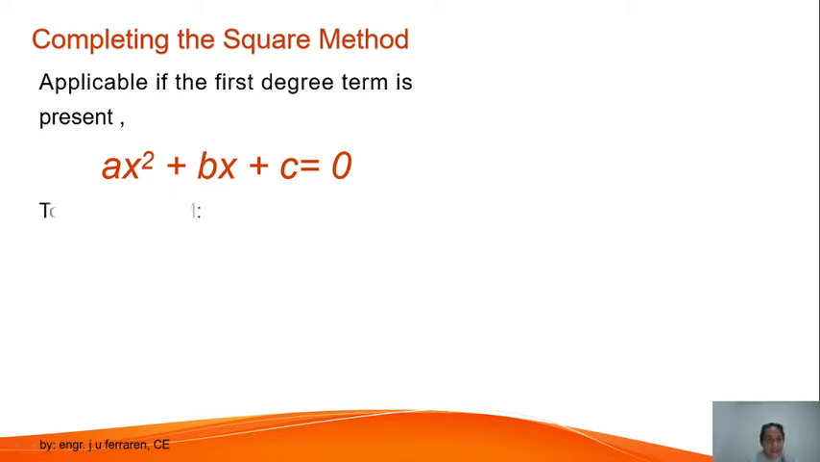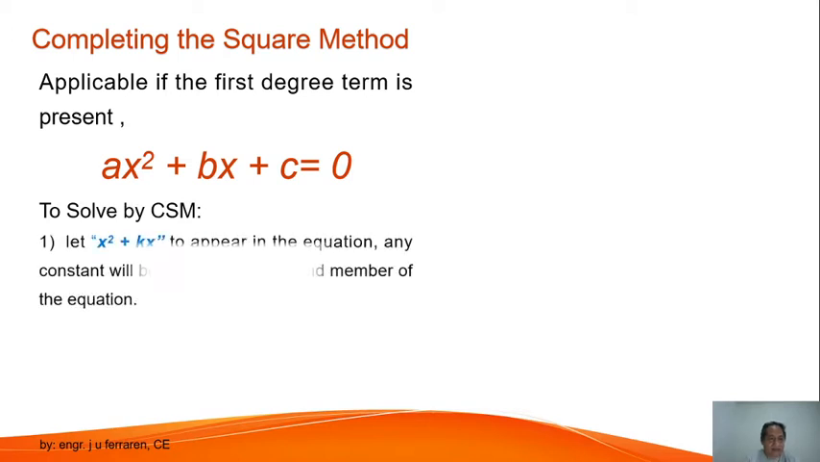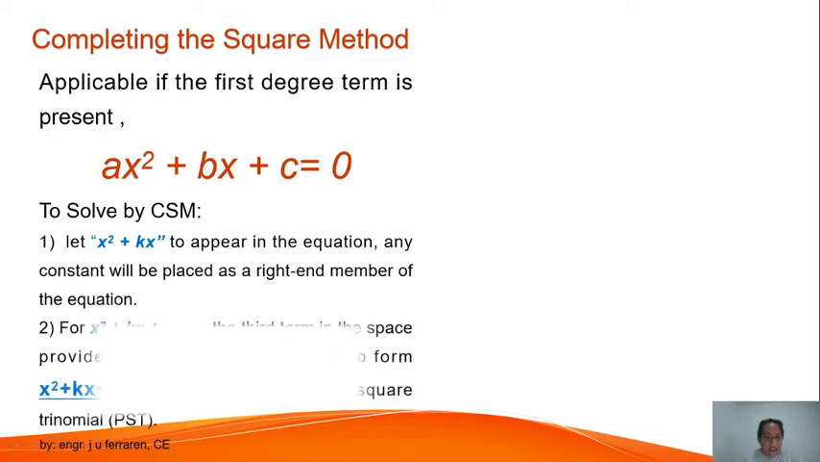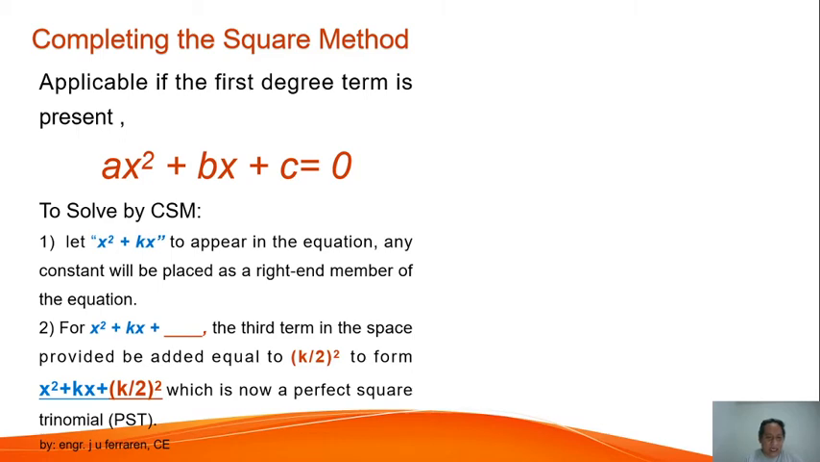Okay? Now this is how to do that. To solve by completing the square method, let the x squared plus kx form appear in the equation. Any constant, if it is present, will be placed on the right side of the equation. Now for x squared plus kx, you need to insert a term. The third term is equal to half of the coefficient of the first degree term, or your k here is the coefficient of x.